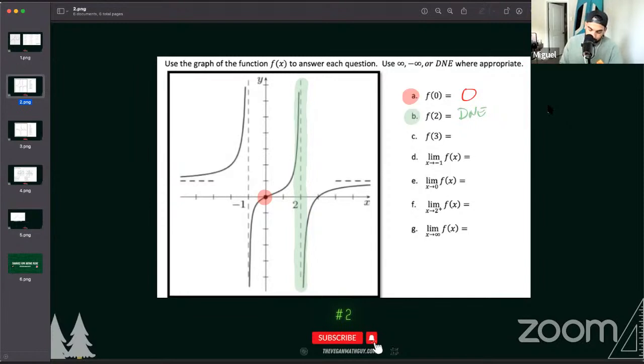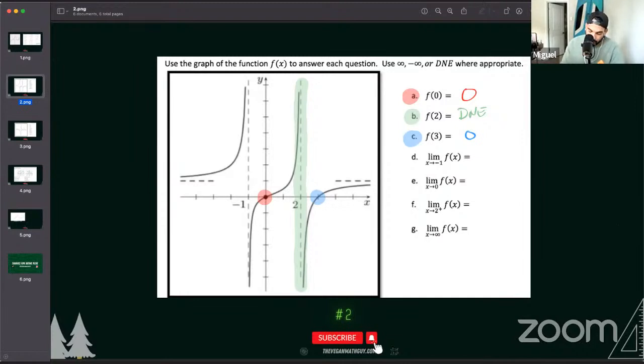And f of 3, what is the y value when x is equal to 3? Well, it looks like it's going to be this point that I highlighted on the graph. It's just going to be 0. Okay, very simple questions. They're just asking for the y value when x is equal to something specific. So they're kind of just warming us up here.